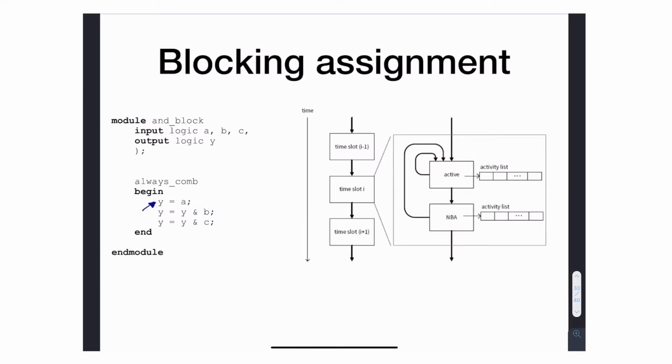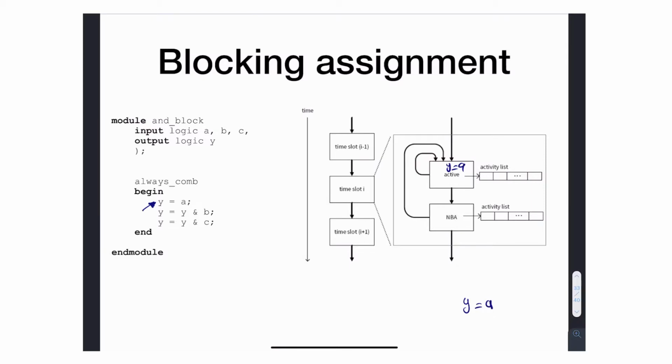So you're blocking the execution of whatever happens after this. You're going to put in the active list that Y equals A. That's the first activity you're going to have. I'm just going to keep track of the value of Y here. The value of Y is actually the value of A. This is part of the activity.